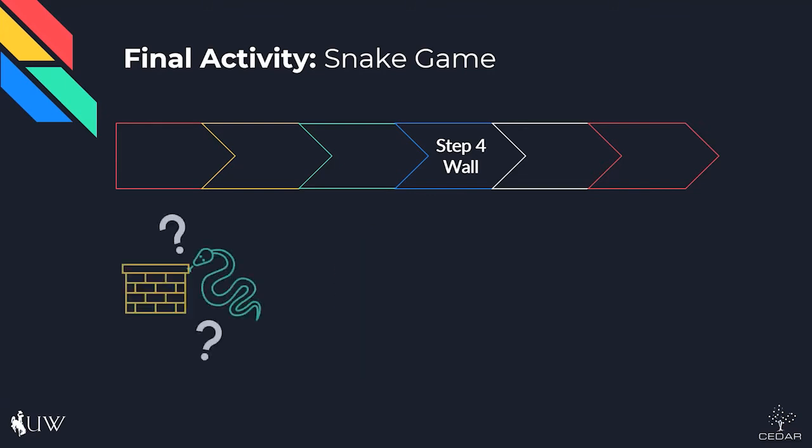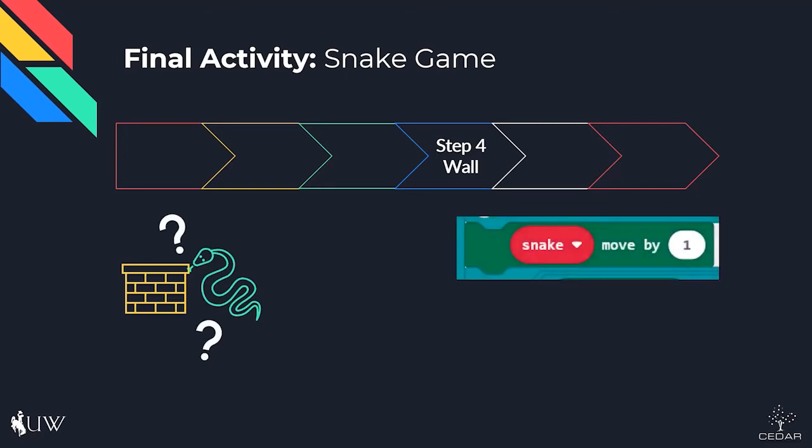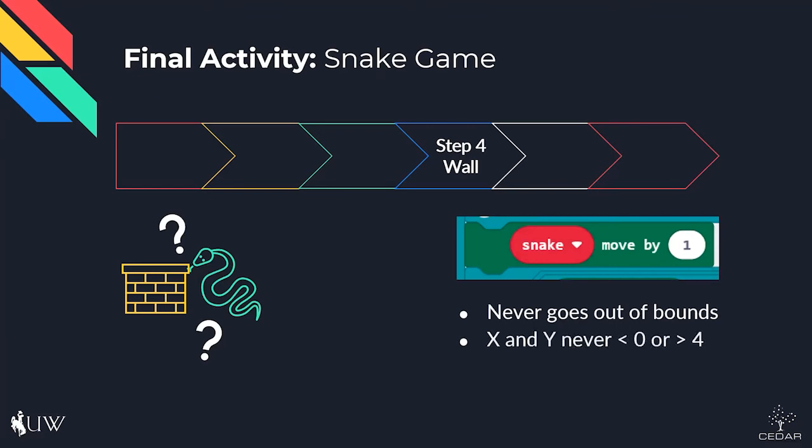Checking whether or not we've hit a wall is a little bit tricky. The snake moved by 1 block won't let our snake go out of bounds. So the x and the y values of the snake can never go below 0 or above 4. We can't use those values to check if we've gone out of bounds. The snake moved by 1 block doesn't do anything if it would put the snake out of bounds.